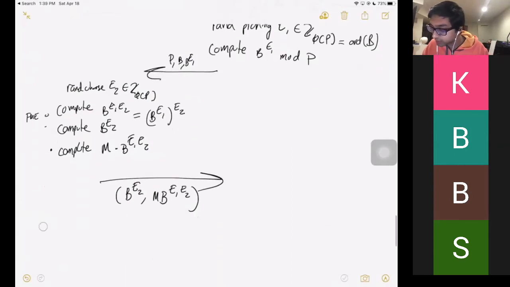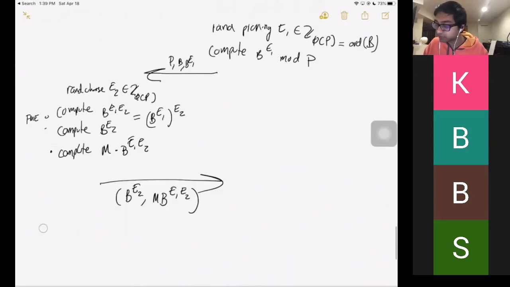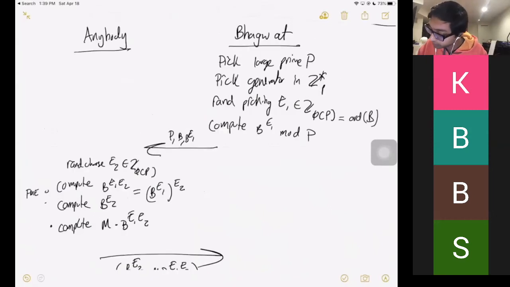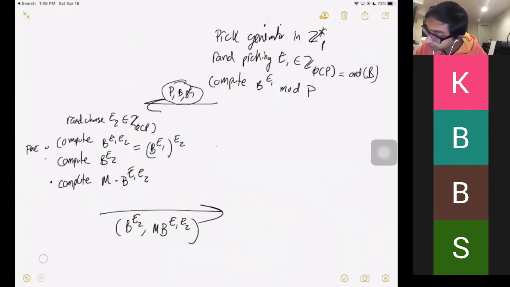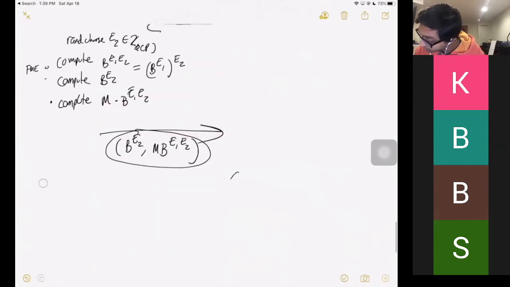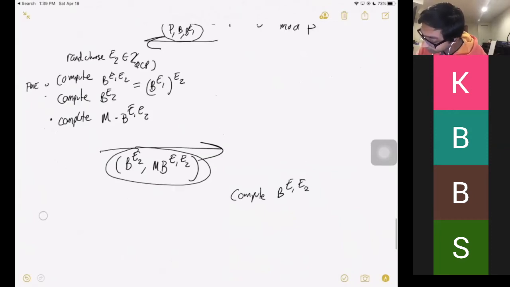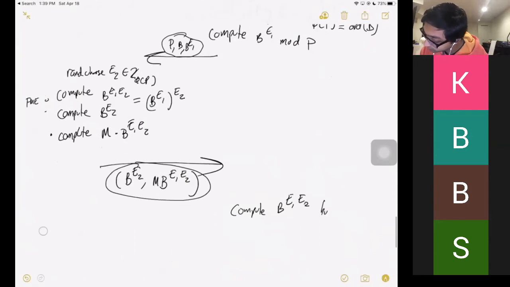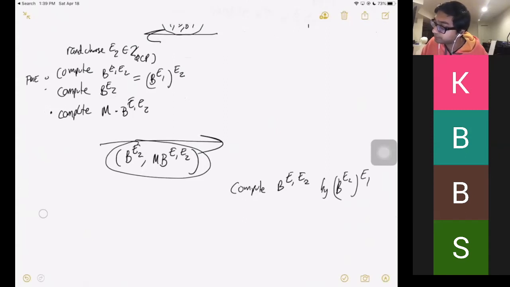Cool. So like I was saying, Bhagwat can send this to everybody, right? And then anybody who wants to respond to Bhagwat and communicate with him can send back this, right? And now Bhagwat will also be able to compute b to the e1, e2, since he has e1 and he's been given b to the e2, right? And then he can compute, let's just call this s. He can compute s inverse, right? And then m times s times s inverse is going to be equal to m. Cool. So that's the idea here, right?